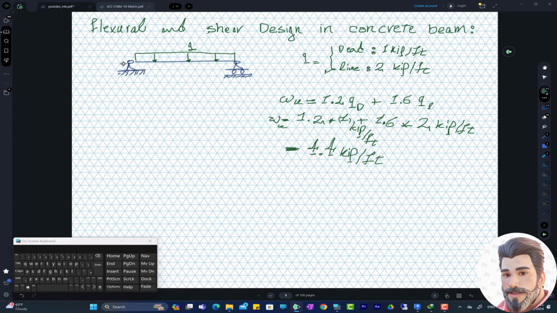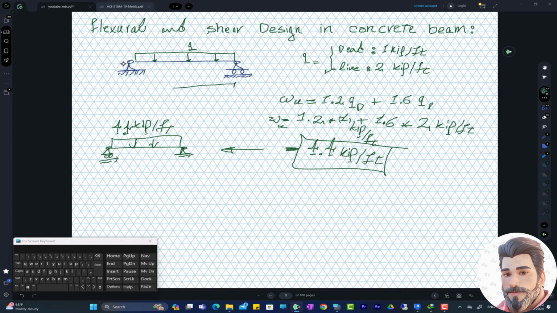Now we draw the free body diagram of the beam to analyze the structure and to analyze the beam and obtain the maximum shear and maximum bending moment. At this point, loading of the structure ended and analysis of the structure starts.